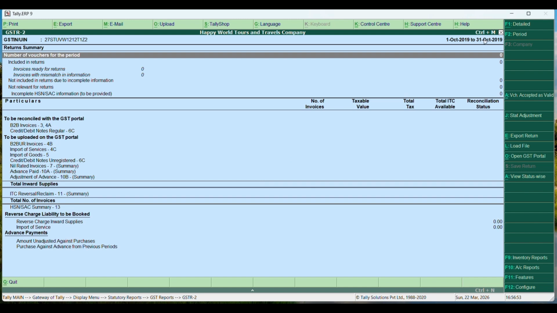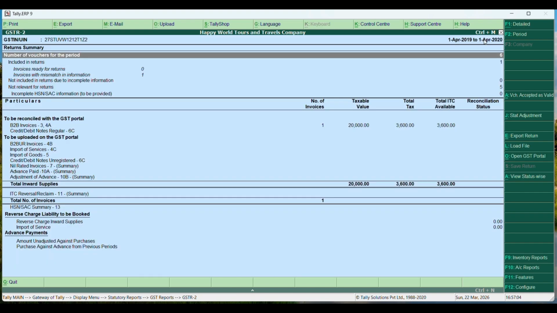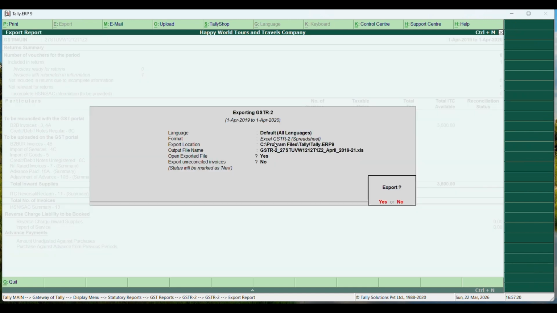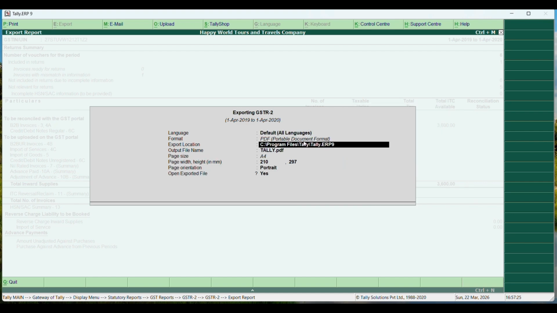Press Alt F2, give the period for the transaction, the correct period. So this will be 1/4/2020. So all the transactions between this time period will be seen. So to take the printout, what you have to do is Alt E, we are going to export it in the format of PDF. You can see this is in the wrong format. I'll use backspace again. PDF format.